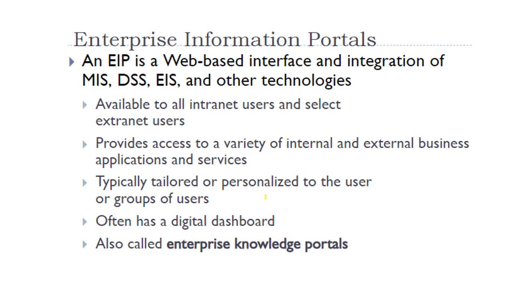So we also have the term Enterprise Information Portals, or EIP. It is a web-based interface and integration of MIS, DSS, EIS, and other technologies. Here are the features: available to all intranet users and select extranet users. It provides access to a variety of internal and external business applications and services, typically tailored or personalized to the user or group of users, and often has a digital dashboard. It is also called Enterprise Knowledge Portals.